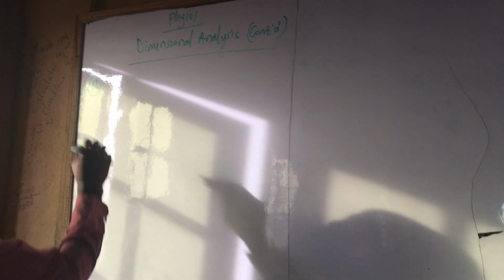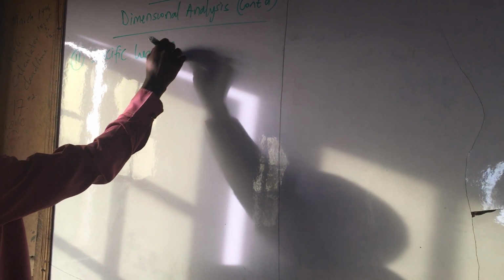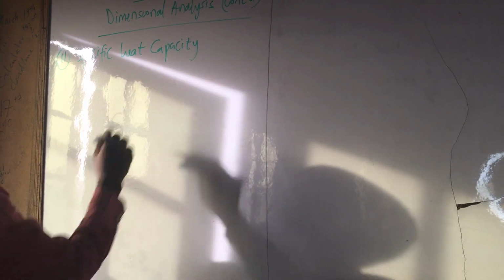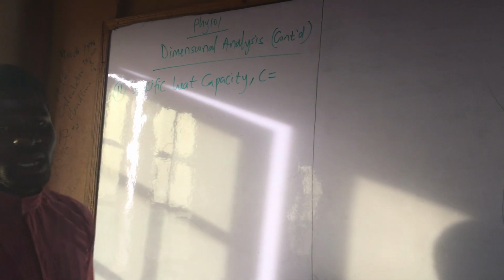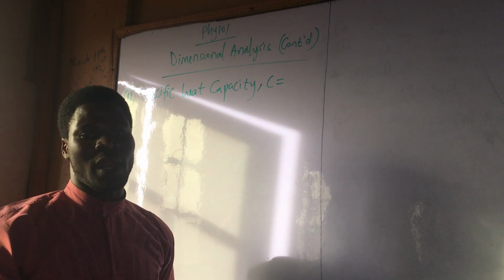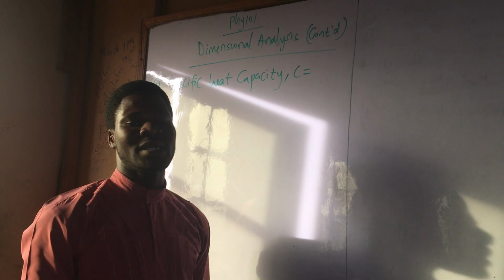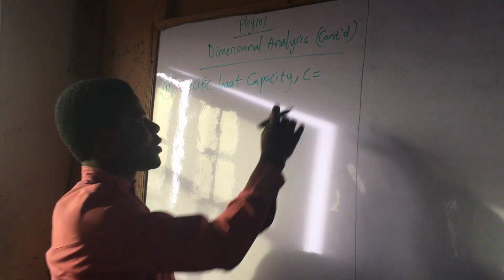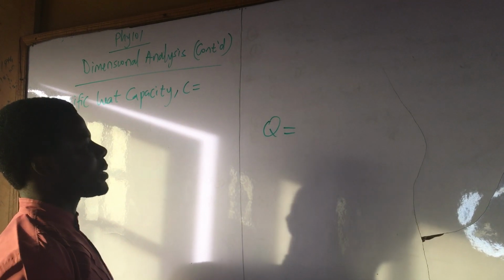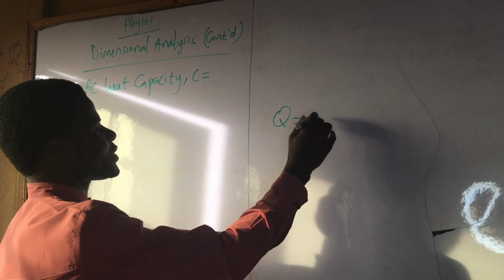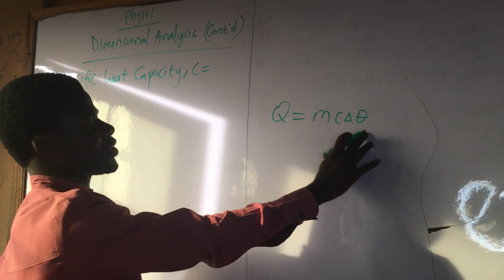Let's look at specific heat capacity. We use small letter c to represent that. And don't forget what I said, that once you know the formula where that quantity is present, then you can obtain the dimension from that formula. You can get this using quantity of heat gained or supplied by a body, and that is given by Q = mcΔθ: mass of the body, specific heat capacity, temperature difference.